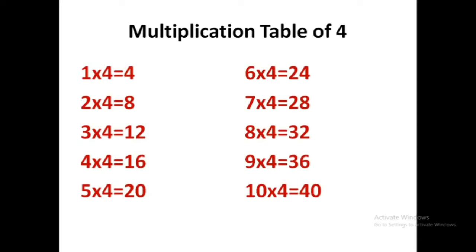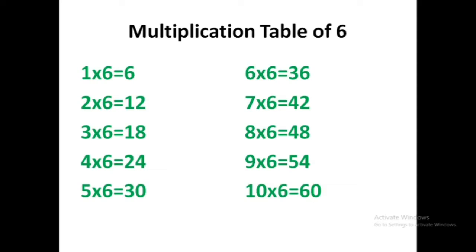Multiplication table of 4. 1 4s are 4, 2 4s are 8, 3 4s are 12, 4 4s are 16, 5 4s are 20, 6 4s are 24, 7 4s are 28, 8 4s are 32, 9 4s are 36, 10 4s are 40.